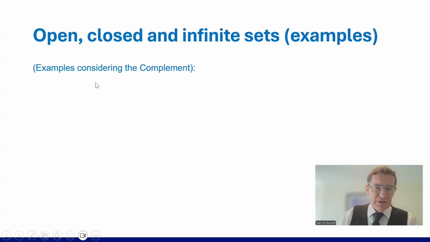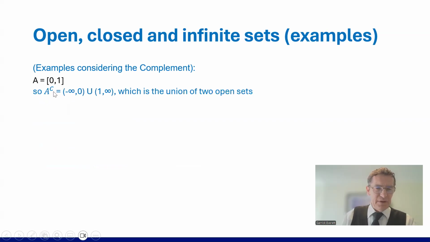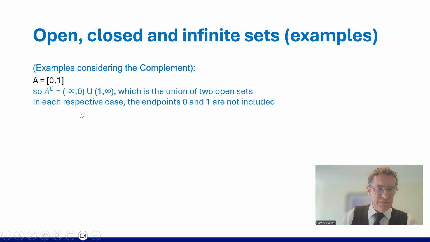Another example considering the complement of a set. Let's say A is [0, 1], and it's a closed set. So A complement would be minus infinity to 0, not including 0, union with 1, not including 1, up to infinity. So this is the union of two open sets. In each respective case, the endpoints 0 and 1 are not included. So A complement is open, therefore A must be closed with endpoints 0 and 1.